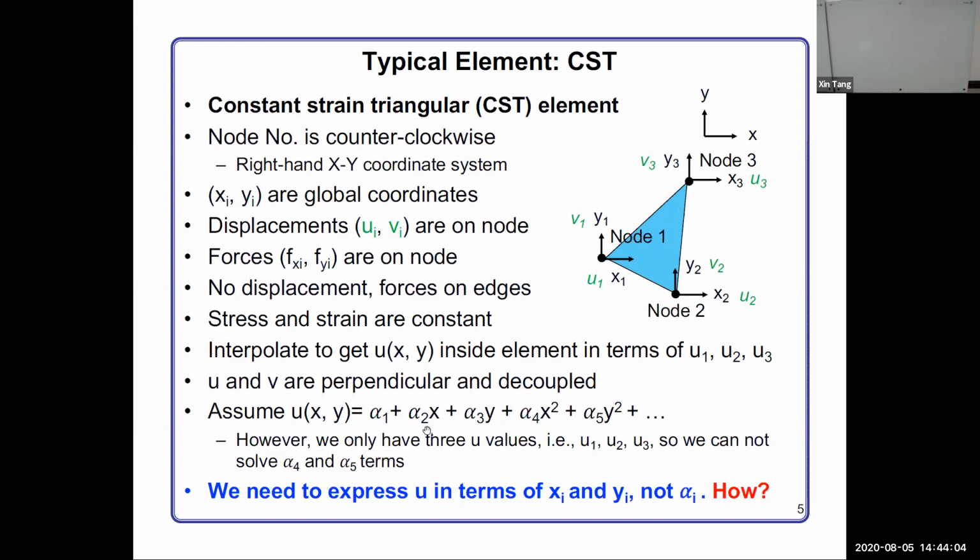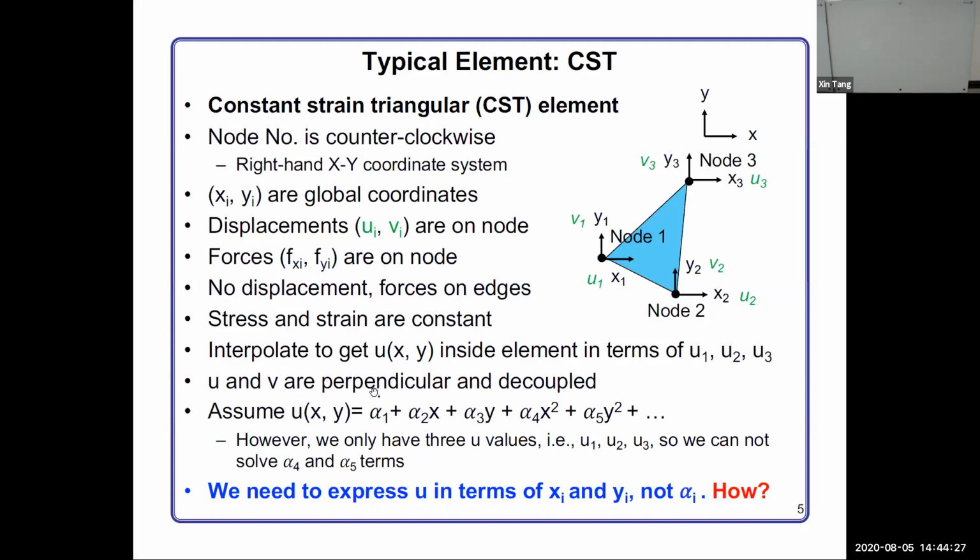For v it is the same thing. You can have v(x,y) equals beta 1 plus beta 2 x plus beta 3 y. And we also don't have the fourth and higher order terms. We only have 3 terms to solve these 3 unknowns based on the 3 nodal displacement values given.